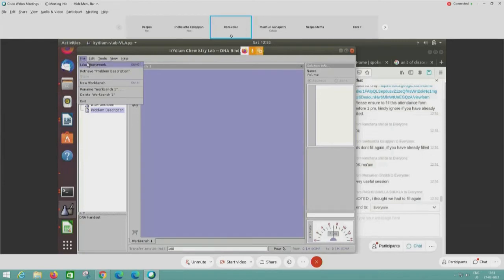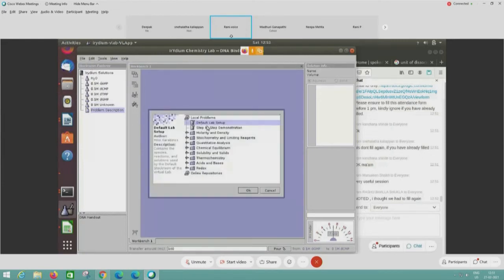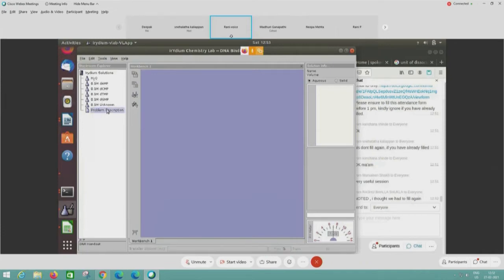We'll click on File, Load Homework, Check Chemical Equilibrium, and notice the DNA binding problem. Click on OK, and we will see the problem description.